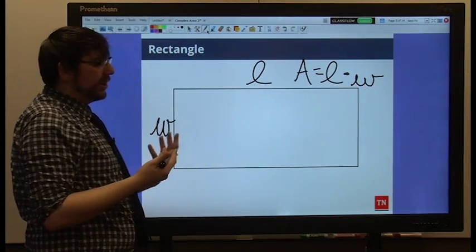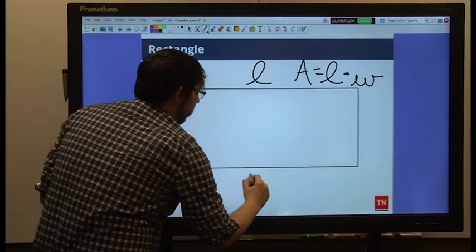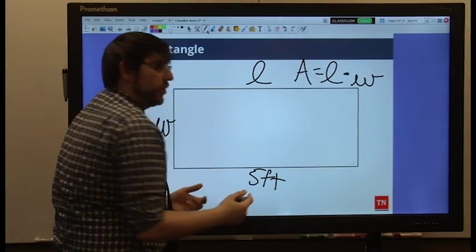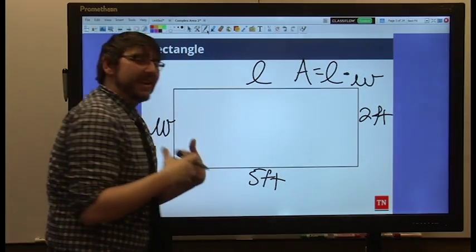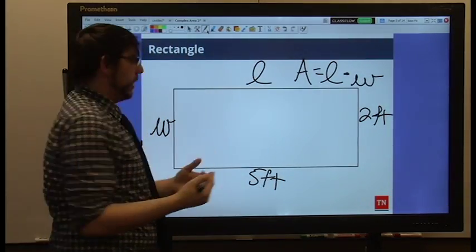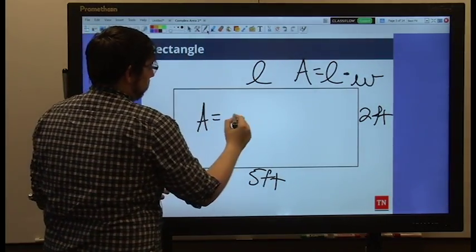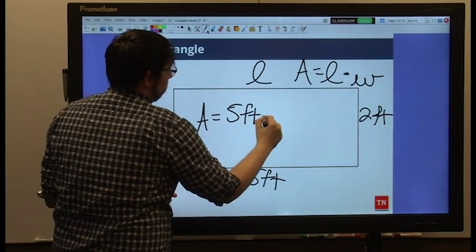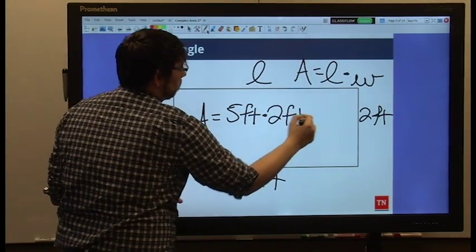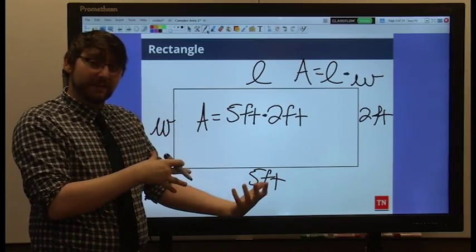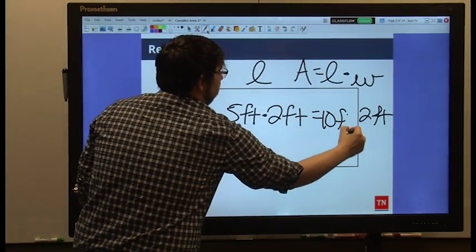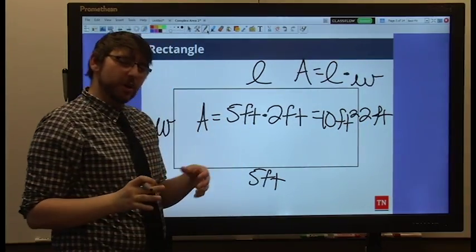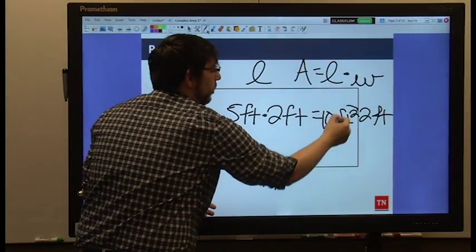So let's assume the length maybe is 5 and the width is 2. To find the area of that, you simply multiply those two together. So if we multiply 5 feet times 2 feet, our ultimate answer is 10 feet squared. Important to note is area always has squared units.